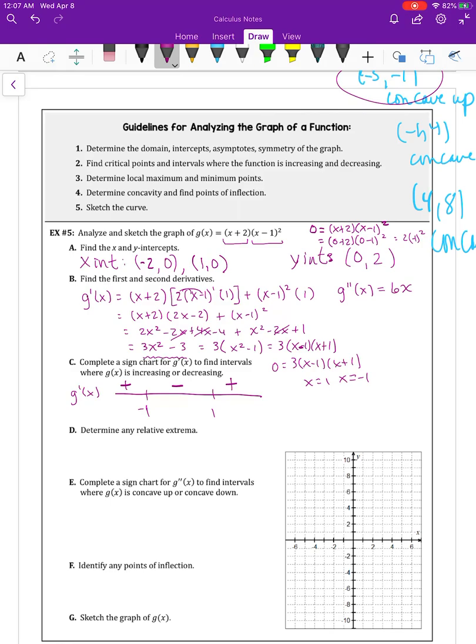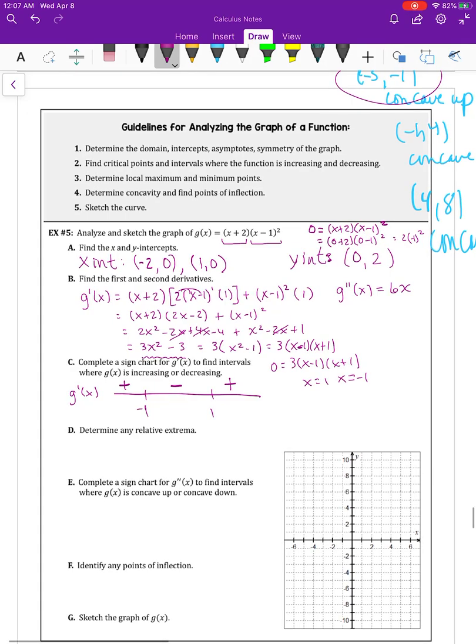This tells me that my regular function g of x is increasing from negative infinity to negative 1, decreasing from negative 1 to 1, and increasing from 1 to infinity. Okay, so that helps me when I'm going to sketch this graph. So like I said, I have increasing from negative infinity to negative 1, also from 1 to infinity, and then decreasing from negative 1 to 1.